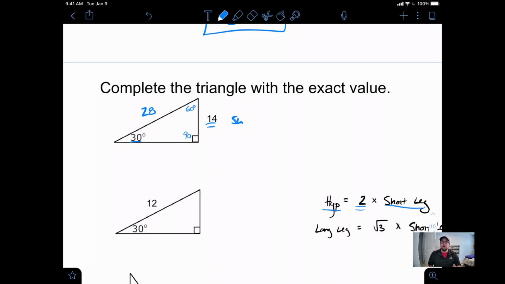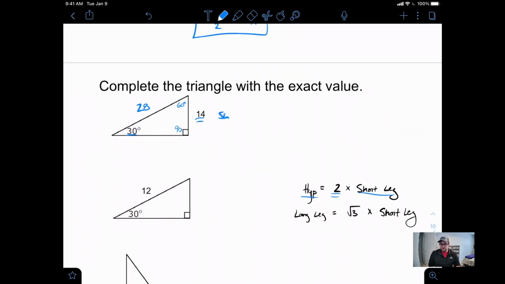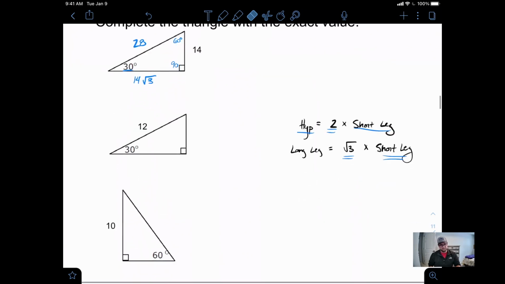Now, you can go about finding the other quantity however you want. Some people would use the Pythagorean theorem here, but since it's a 30, 60, 90 triangle, it's actually really easy to do using our other formula. So the other leg, this is our long leg, is just going to be equal to the square root of 3 times whatever the short leg is. Well, our short leg was 14, so 14 times the square root of 3 will be the length of our long leg. So at this point, we have gone through and found all the missing pieces of information for that triangle. Here's our next one.